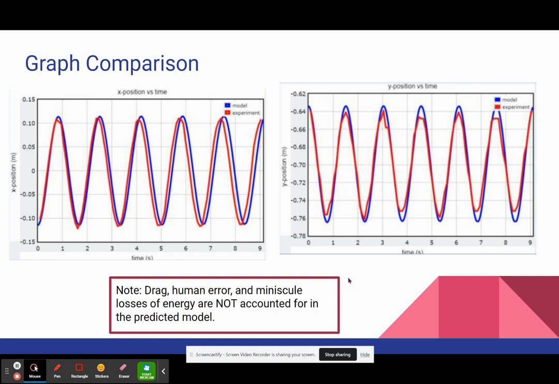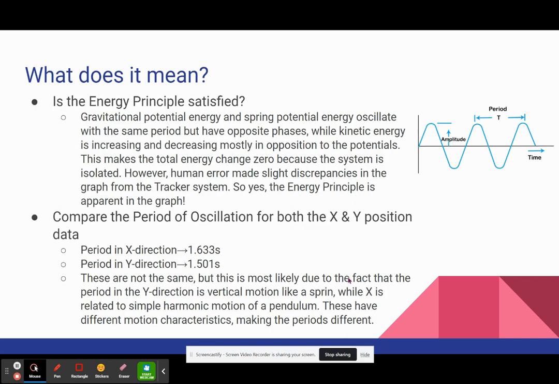Here's my graph comparison of the x position versus time and y position versus time. It's important to note that drag and human error and minuscule losses of energy are not accounted for in the predicted model. As you can see, the spring stayed relatively straight due to the unit vector, and the y position kind of faltered as a result of human error as well.